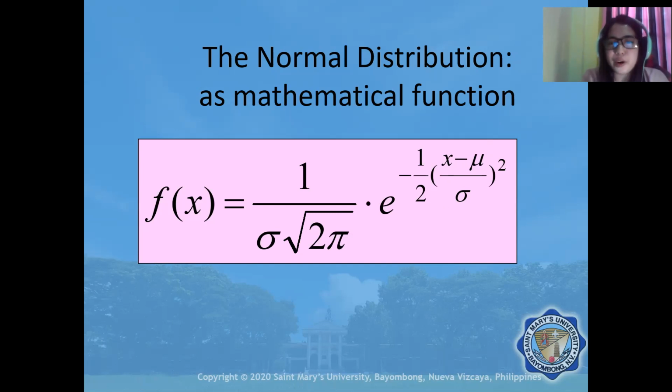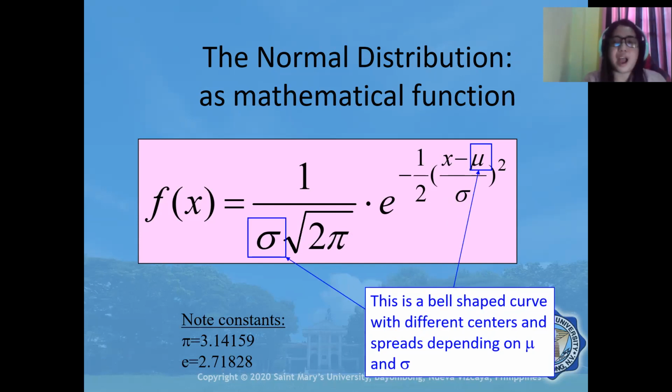Looking at this formula, we can see that almost all of the values are constant. Of course, the value of 1 cannot be changed. The value of pi is 3.14159, and the value of e is 2.71828, which means the shape of our normal curve, or how it looks, depends on the values of sigma and mu, or the standard deviation and the mean.